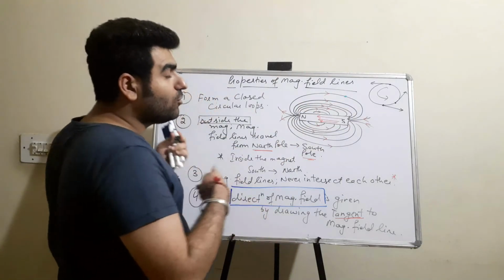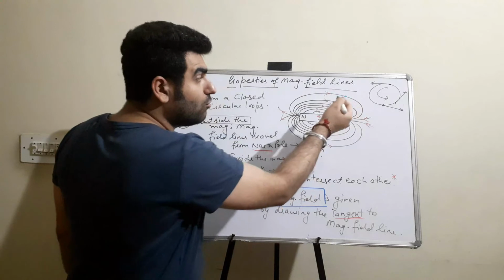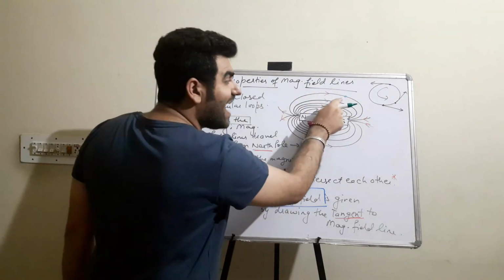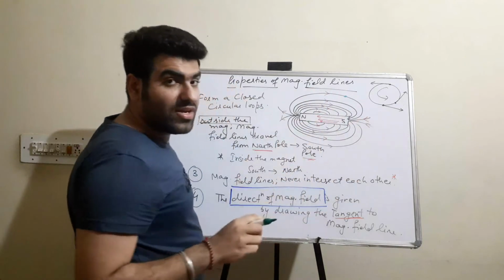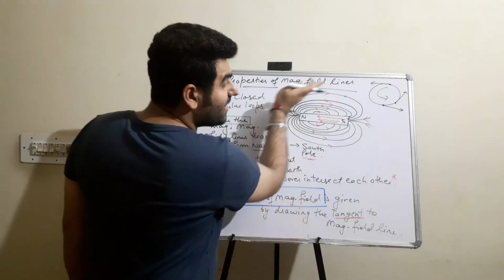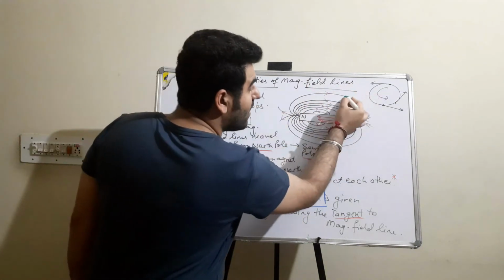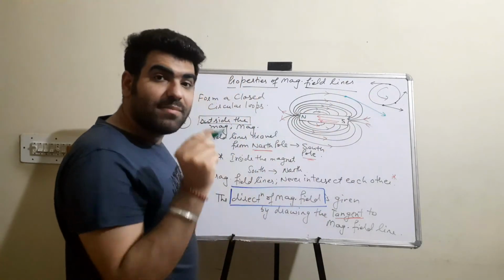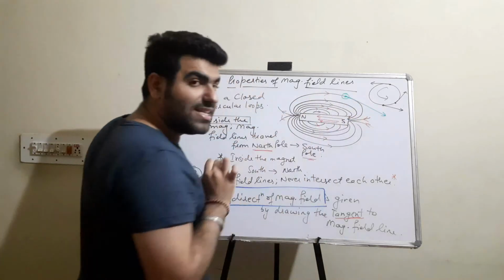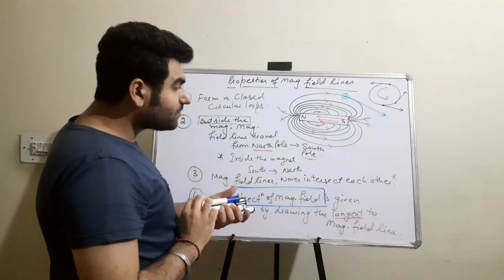So if I want to know the direction of the magnetic field at this point, I'll have to draw the tangent, in the direction in which the magnetic field is. The magnetic field is towards this side, so I'm drawing the tangent towards this. So this is the direction of the magnetic field at this instant of time.